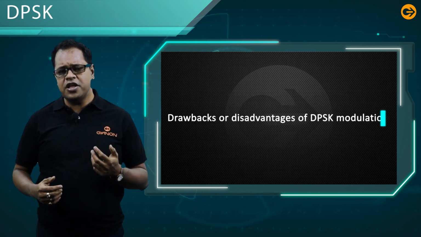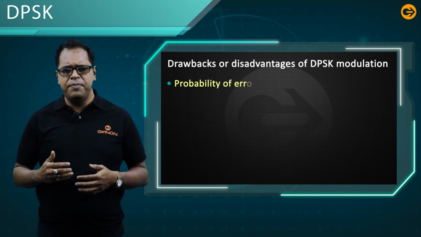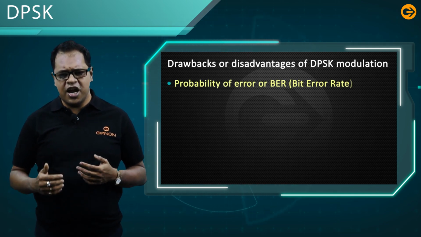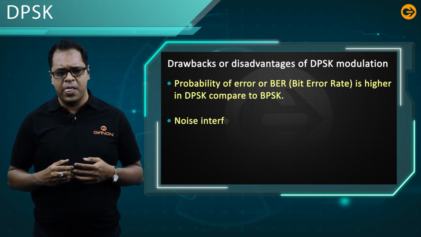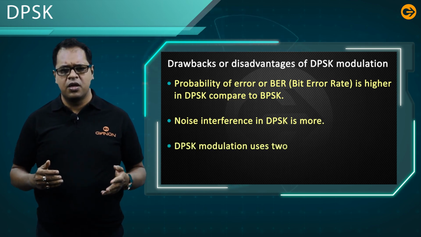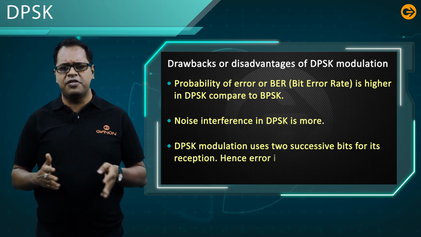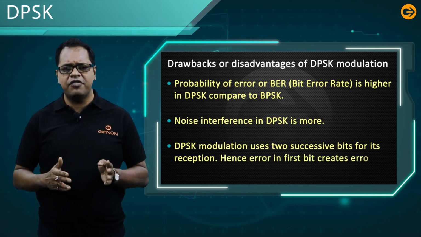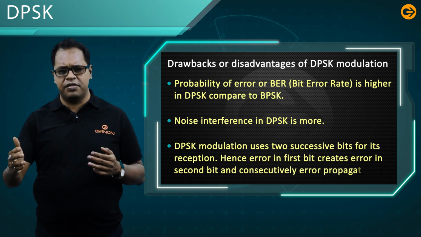So, what is the disadvantage of this DPSK? In this case, the probability of error or BER, bit error rate, is higher in DPSK compared to BPSK. The noise interference in DPSK is more. DPSK modulation uses 2 successive bits for its reception. Hence, error in the first bit creates error in the second bit and consecutively error propagates.